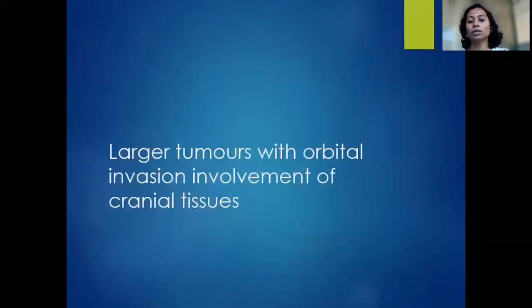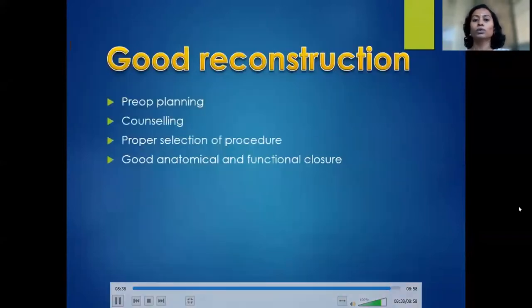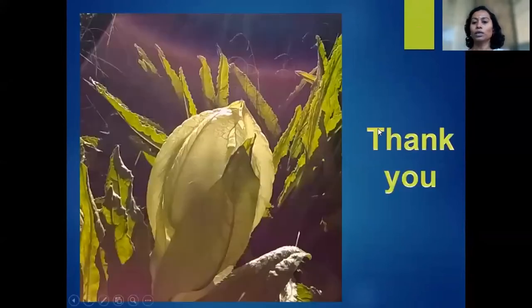The larger tumors with orbital invasion and other things, we'll have to go with customized procedures to cover up that defect. So for a good reconstruction, we need to have preoperative planning, counseling, proper selection of the procedure. And with all that, our main aim is a good anatomical and a functional closure.